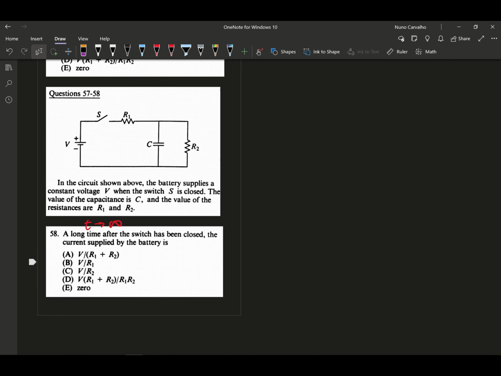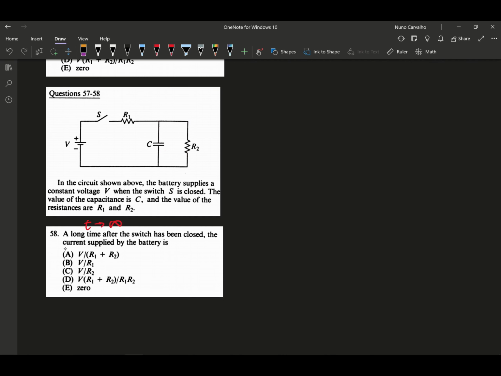Now when time is equal to infinity, the voltage of the capacitor isn't necessarily going to be equal to V, but it is going to be enough to mean that there's no current going through here. Okay, so no current is going to be going through here. And so we don't necessarily know yet what that voltage is going to be. But anyways, the voltage that's going across here must also be the same as the one that's going across here.